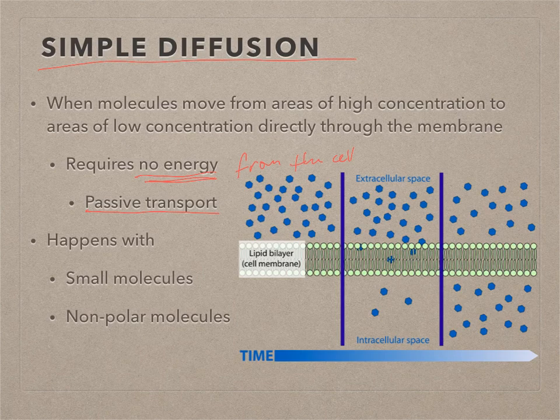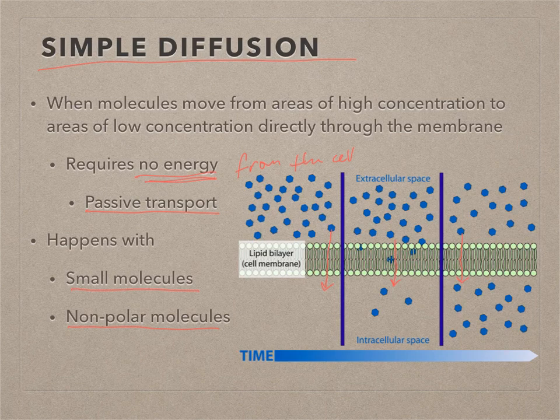This happens with small molecules and nonpolar molecules, because both small and nonpolar molecules can fit between the phospholipid molecules that make up the cell membrane. These guys can just pass right through. They're small enough so they fit in the space, and they're nonpolar, so they're not attracted to the polar side and repelled by the nonpolar side of the phospholipid, and they can pass through the cell membrane. So simple diffusion is movement from high concentration to low concentration directly through the cell membrane.